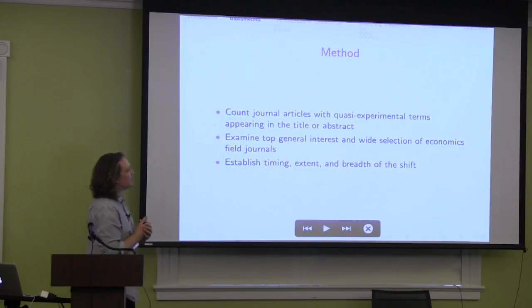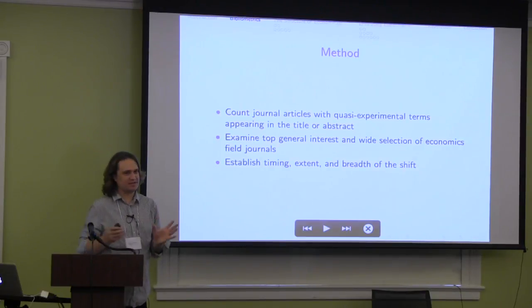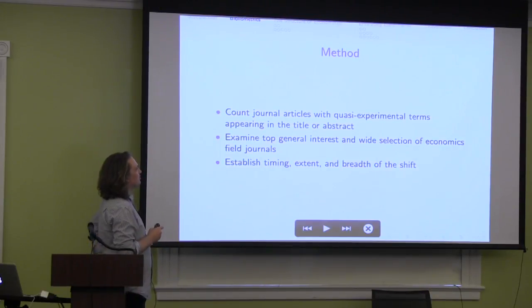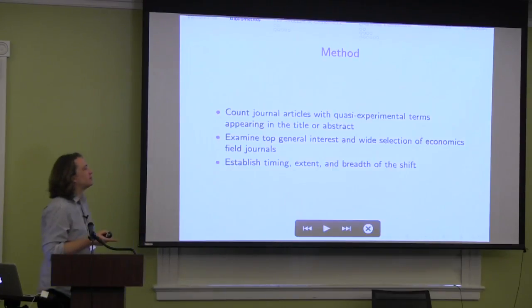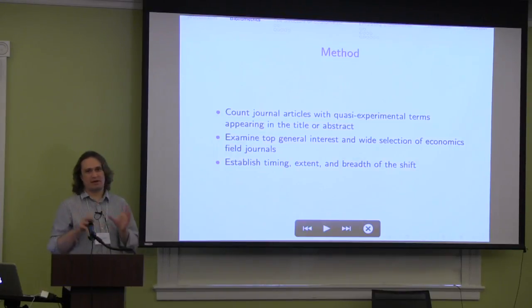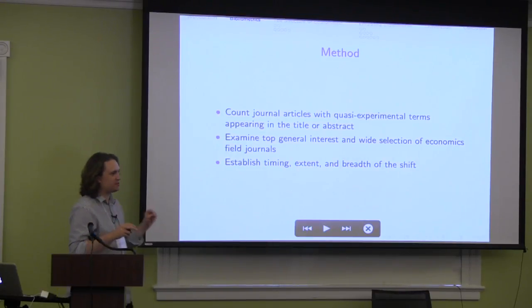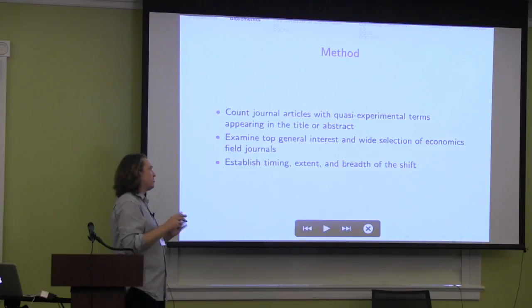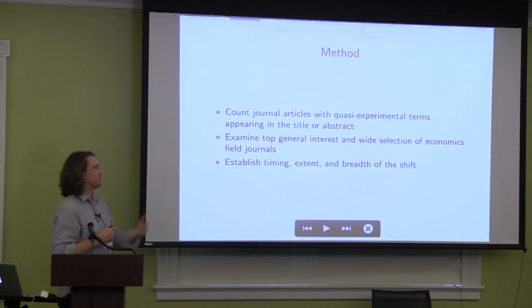Just to document that this is in fact something that's happening, what we did is we went to journals in economics and we just counted the number of articles using quasi-experimental terms in either the title or the abstract. And quasi-experimental terms is something like natural experiment, difference in difference, regression discontinuity, or variations on those.